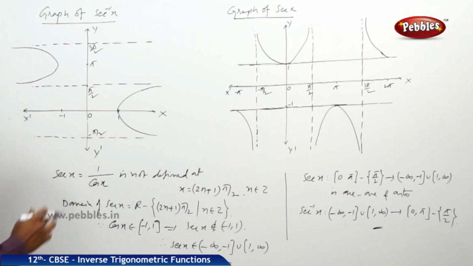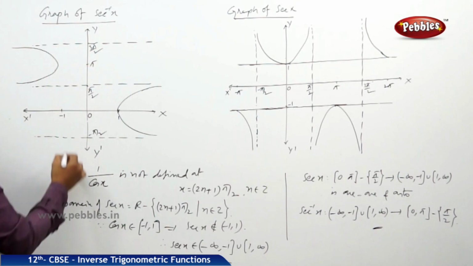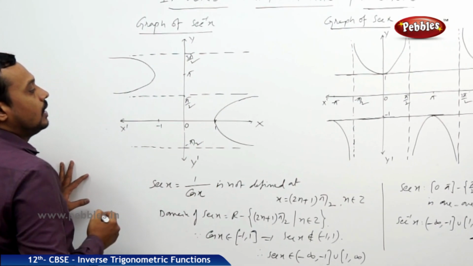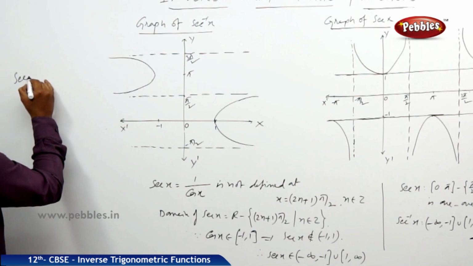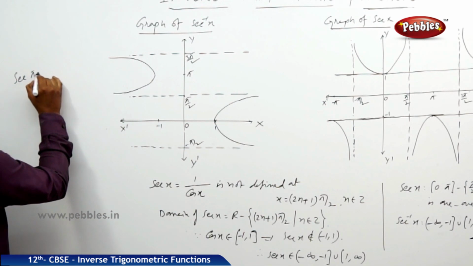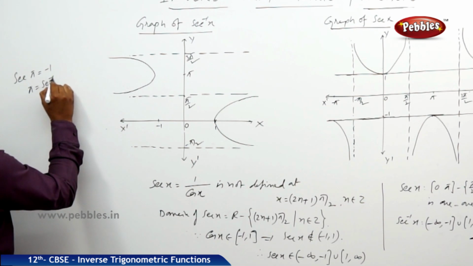Now secant inverse x, the graph of the secant inverse x. So here the x values are minus 1 to 1. Here also there is no graph between minus 1 to 1. And see, suppose secant pi is equal to minus 1, therefore pi is equal to secant inverse of minus 1.